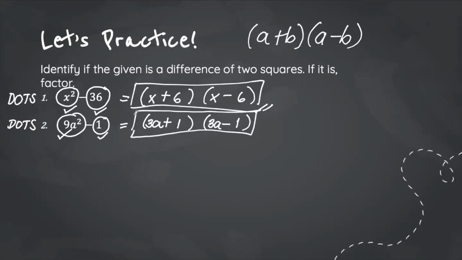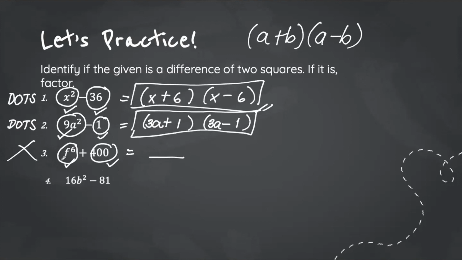Now let's move on to the third example. f to the 6th power plus 400. Is the first term a perfect square? Yes, it is. The second term a perfect square? Yes, it is also. Is one of the terms here a negative? No, you cannot find any negative term here. So this one cannot be factored using the DOTS method. So we don't have factors for this one.